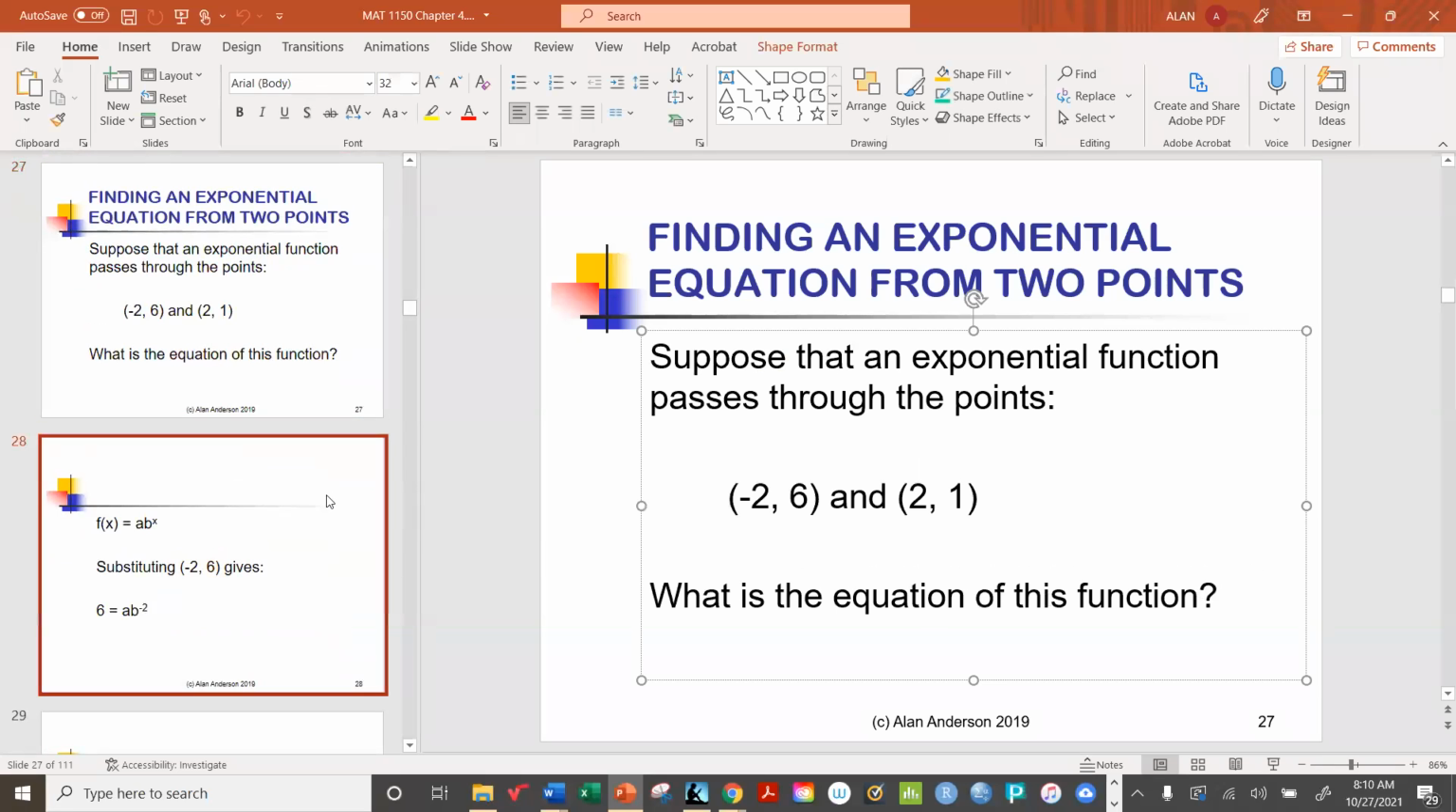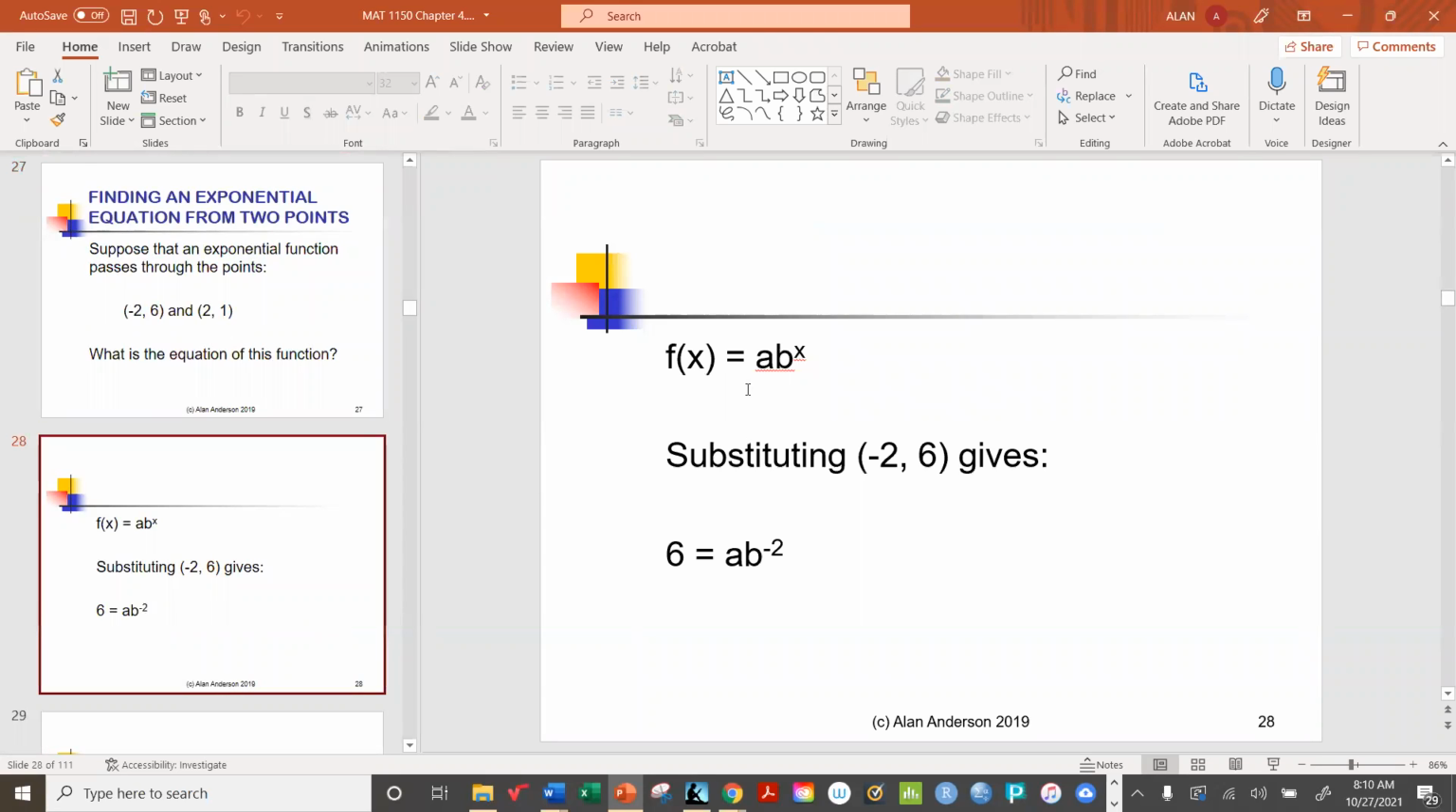Oh, there it is. It's on the next slide anyway. So in other words, given that we have this function, what you're basically doing is you're substituting 1 point into this function. Now, the way it's written, the 6, which normally corresponds to y, is going to be our f of x because it means the same thing. And then this -2 is our x.